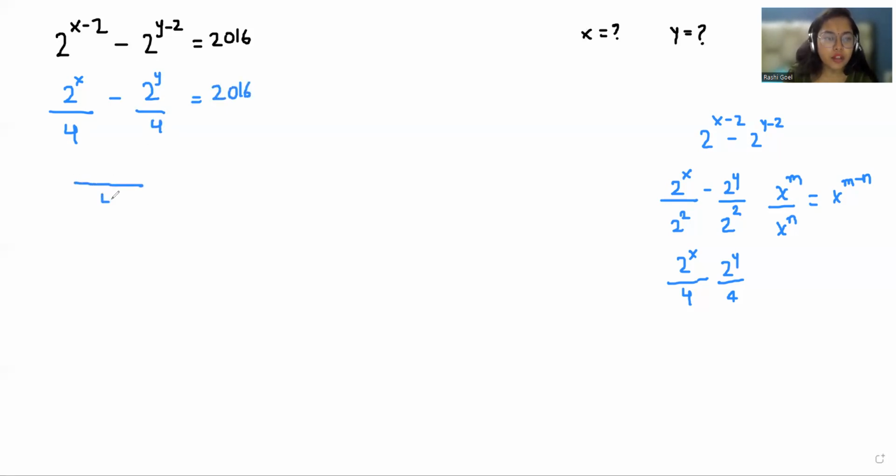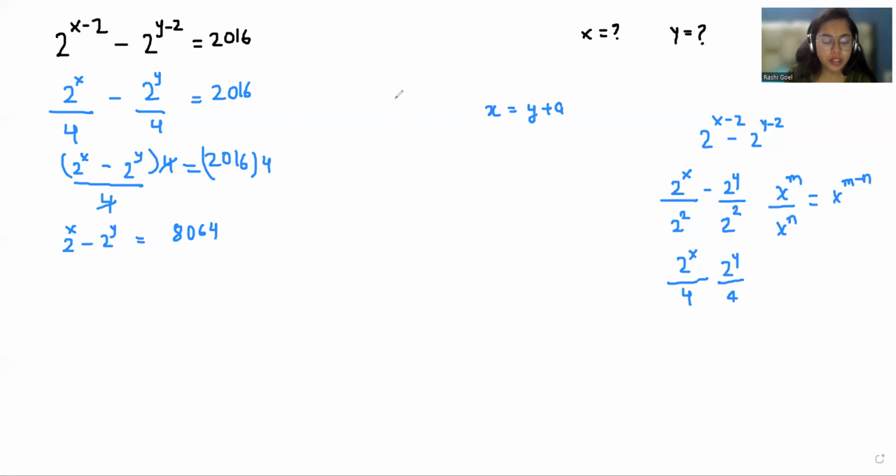Now I am removing the fractional part by writing the numerator together. So if I multiply both sides by 4, we can eliminate this and the value of 2 power x minus 2 power y will be 8064. Now I'm assuming x is equals to, in terms of y, y plus a. So let's substitute the value. So 2 power y plus a minus 2 power y is equals to 8064.